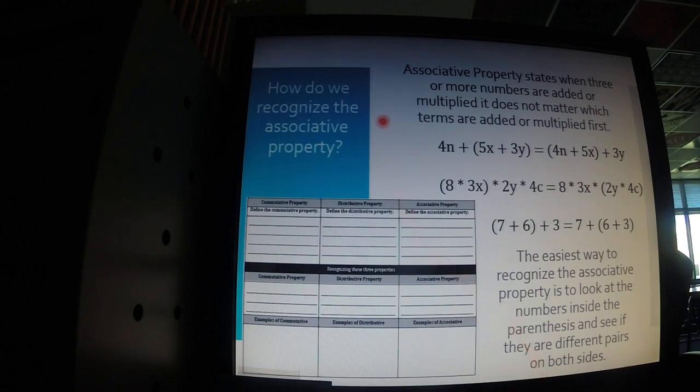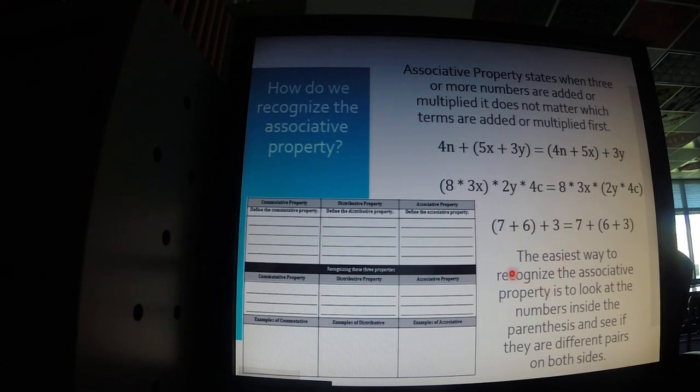Okay, so here's what it looks like. Our associative property states that when 3 or more numbers are added or multiplied, it does not matter which terms are added or multiplied first. So in this first one, here's our grouping, and we're going to do the 5x plus 3y first, and then we're going to do 4n plus that. But on the right side, we move the parentheses around the first two terms. And so now we have 4n plus 5x first, and then we're going to add 3y at the end.